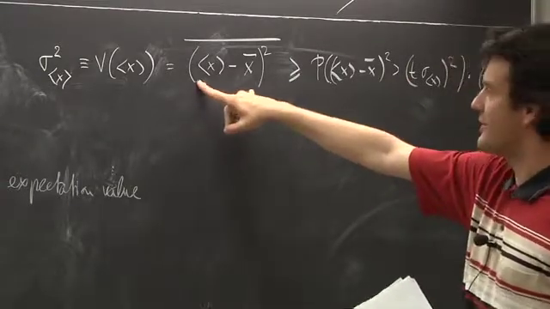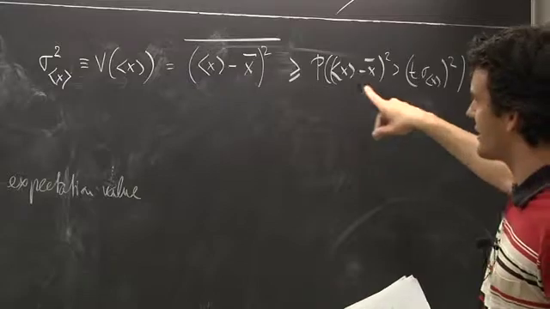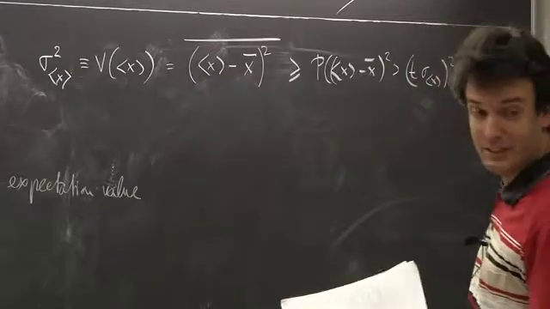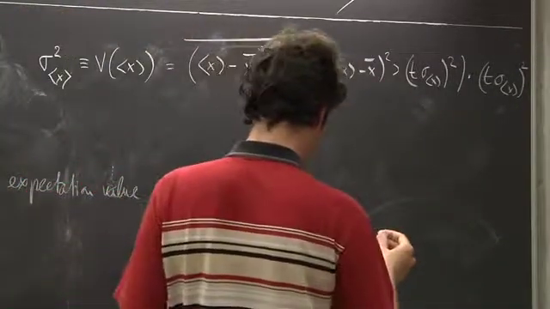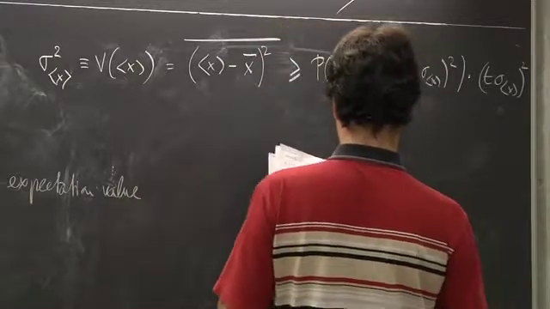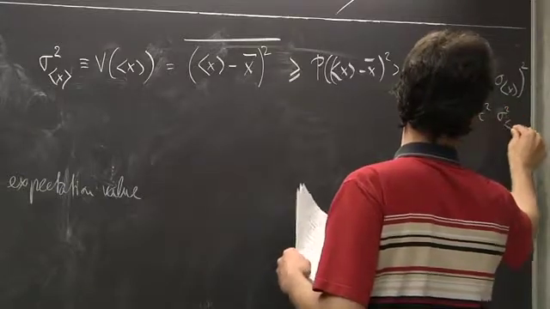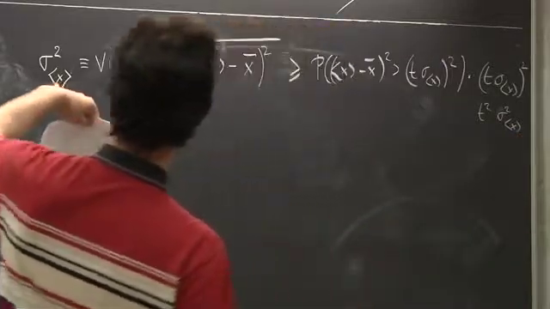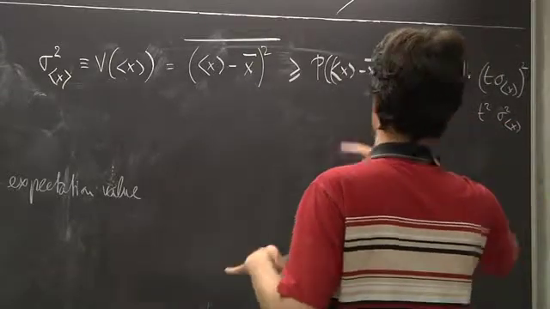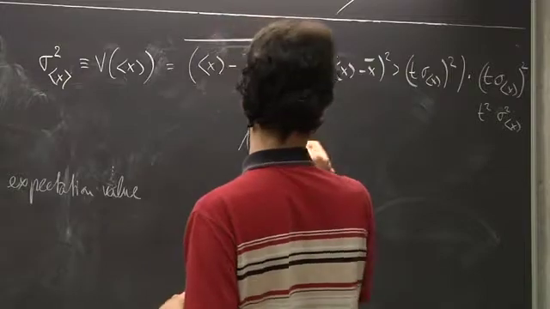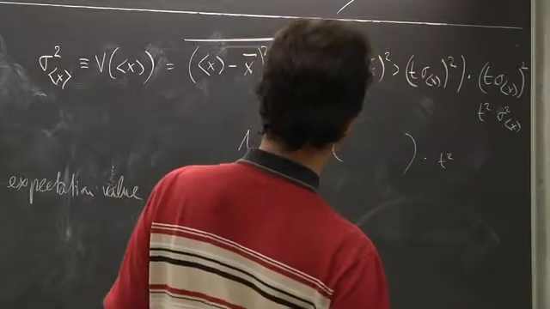This is always positive. So if I take the expectation value of something positive, it is certainly bigger than if I take just those values where this is bigger than something. That's extremely simple. So now you see that here you have t squared sigma squared x, right? Now you have sigma squared x is bigger or equal to sigma x squared times something. And now you divide by sigma x squared, and you get 1 is bigger than this p times t squared.